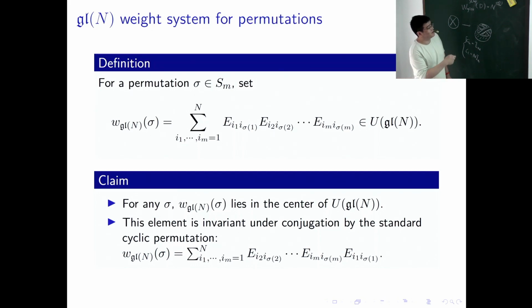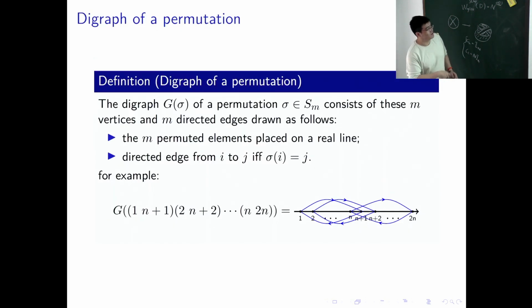So you can easily see that this definition is okay. The definition of the digraph of a permutation: the digraph of a permutation sigma in S_m has m vertices and m directed edges, as follows. This is a one-in one-out graph. You just draw these m elements on a line, and there is a directed edge from i to j if and only if sigma(i) equals j. So this is an example of the graph of this involution: it maps 1 to n plus 1, n plus 1 to 1, 2 to n plus 2, n plus 2 to 2, and so on.